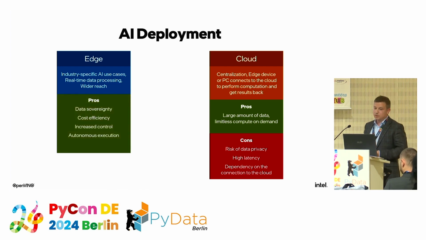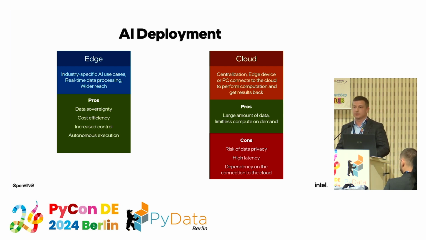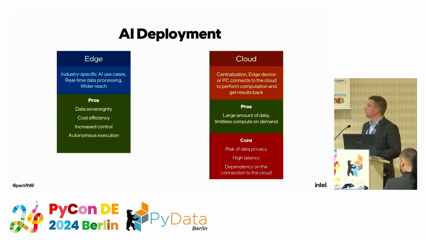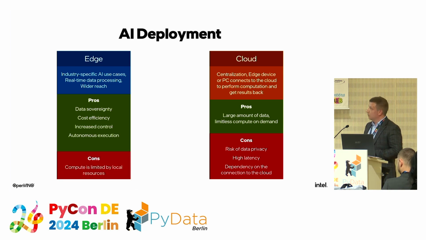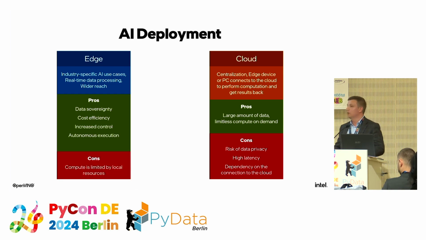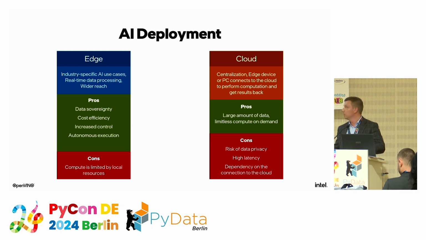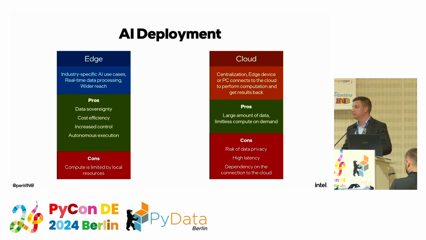So pros here: data privacy, we don't share the data with any service provider; cost efficiency, we don't pay anything, normally the software is open source and we just buy the hardware; increased control, we can do whatever we want; and we also have autonomous execution here. Cons here: compute is limited by local resources. If we need more, we need to upgrade the hardware.